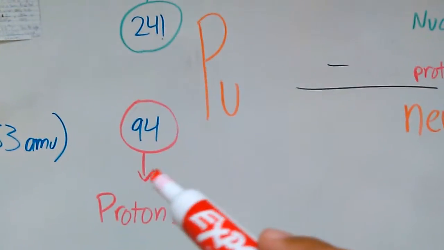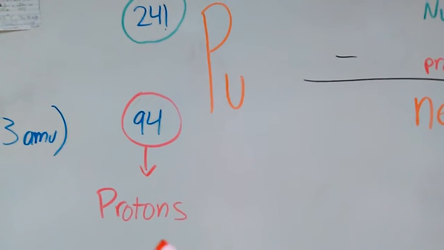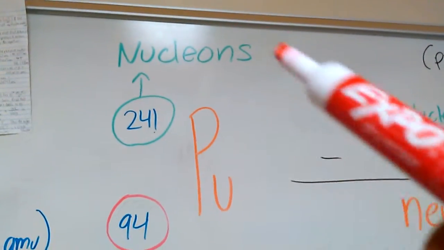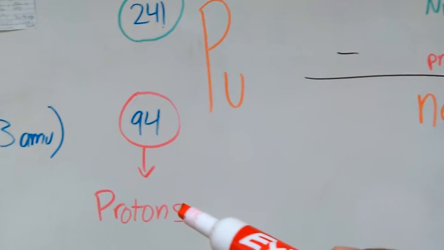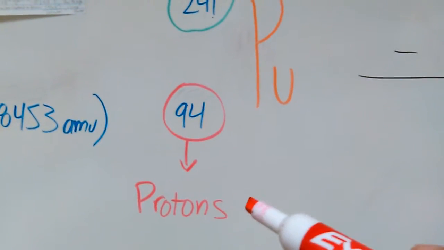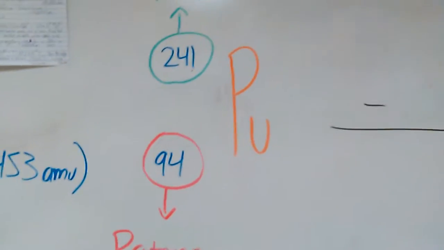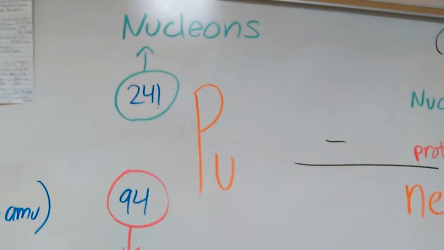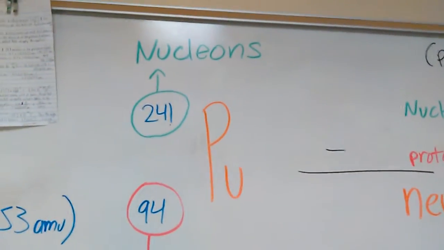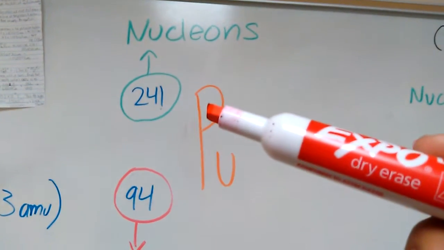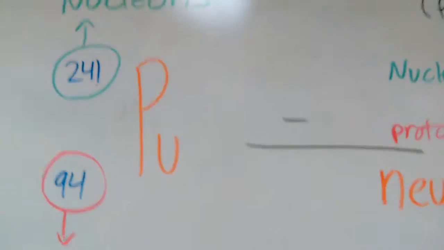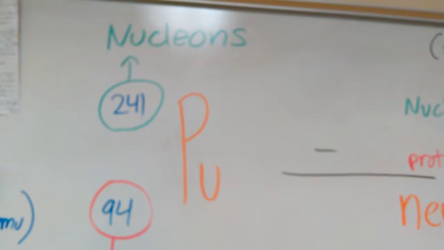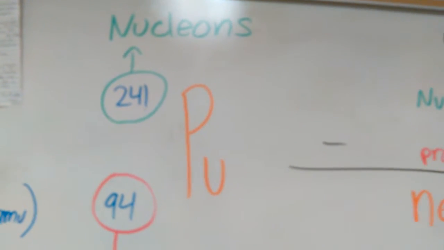The 94 on the bottom here is going to stand for our protons, and the top number is going to be our nucleons. The first thing we're going to want to do is find our neutrons. The only way to find our neutrons is to subtract our protons from our nucleons. And remember, your nucleons are your protons and neutrons in a nucleus.